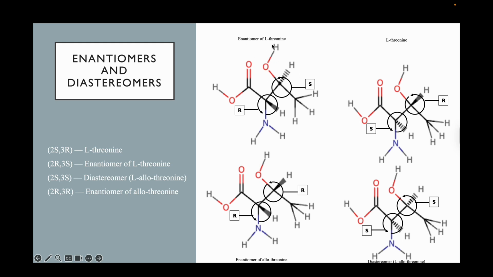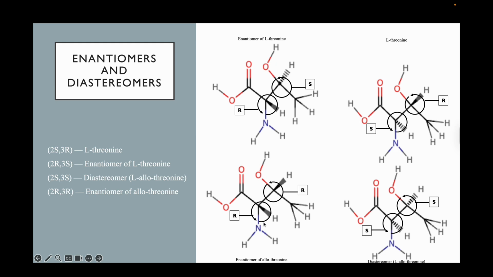For an enantiomer of L-threonine, it has an S, and then the second one is R. First starts off as S and then goes to become R because of the hydrogen on the wedge. In L-threonine, the first carbon is S, and the second one is R since the hydrogen is on the wedge.